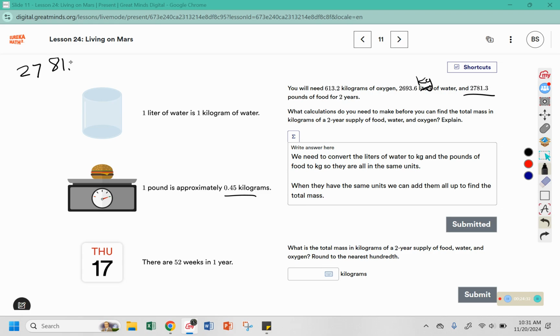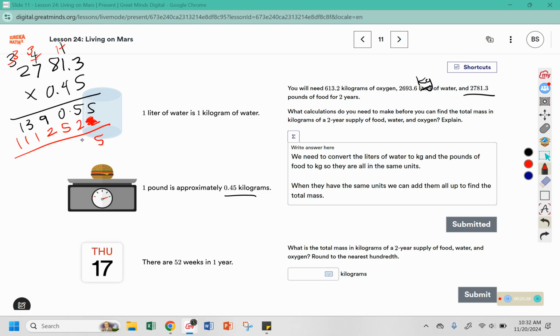So 2,781.3 times 0.45. 5 times 3 is 15. 5 times 1 is 5. 5 times 8 is 40. 5 times 7 is 35, plus 4 more makes 39. 5 times 2 is 10, plus 3 is 13. 4 times, oh, we need our spacer here. 4 times 3 is 12. 4 times 1 is 4, plus 1 more makes 5. 4 times 8 is 32. 4 times 7 is 28, plus 3 is 31. 4 times 2 is 8, plus 3 more makes 11. So that's 5, 7, 5, 11, 5, 2, and a 1. We've got 1, 2, 3 spots.